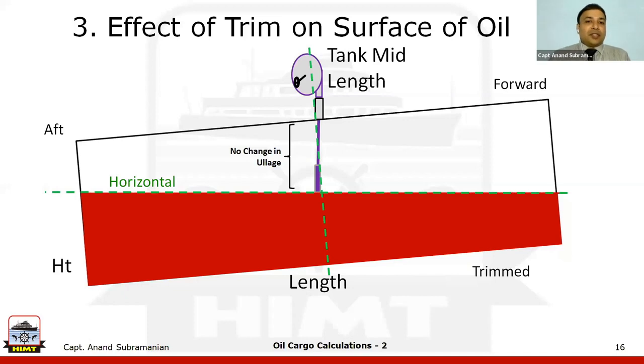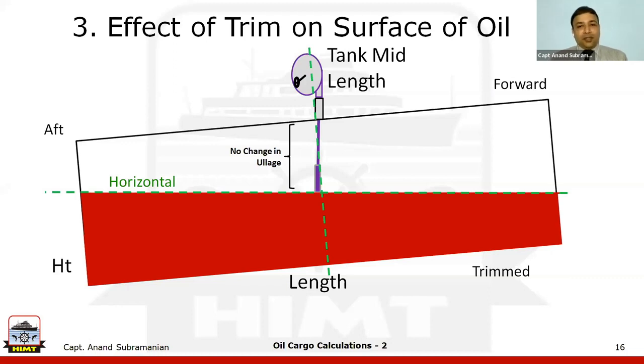But now what happens if the tank is trimmed? That means the forward draft is less, the aft draft is more. All the oil will come towards the after side. Why? Because oil always maintains a horizontal surface. So now here we have a problem. The oil has come onto one end of the tank because of the trim. And now how do we find out?